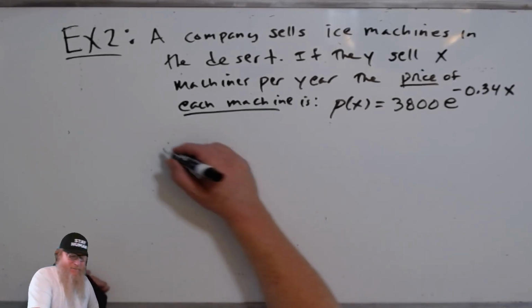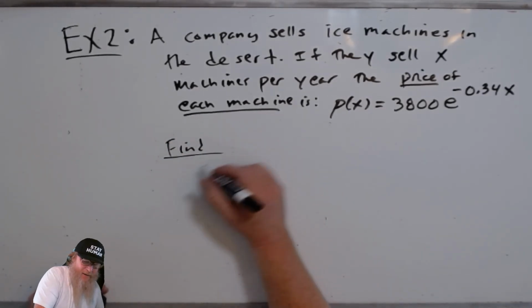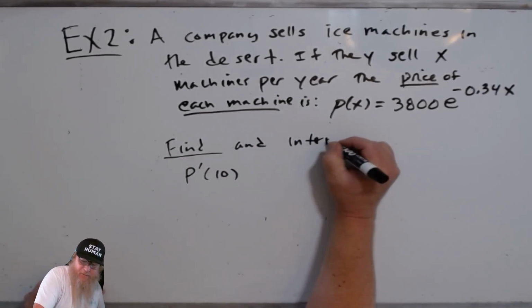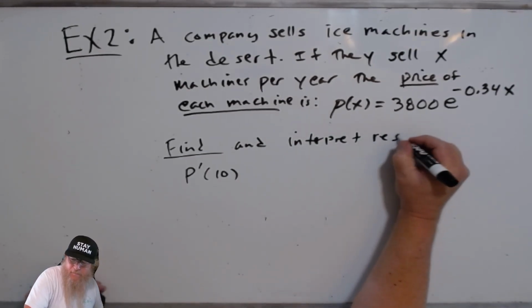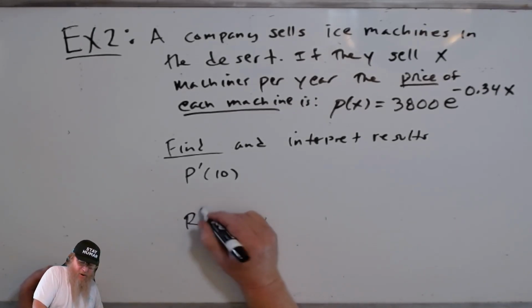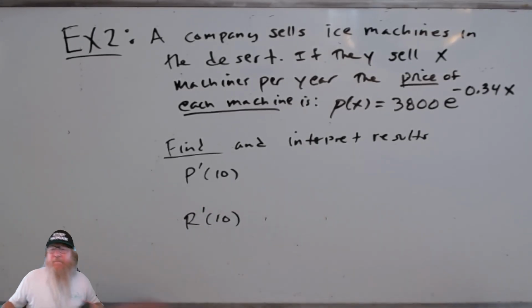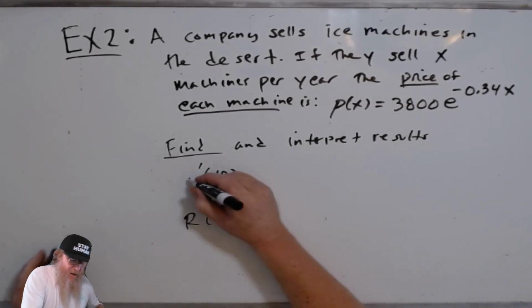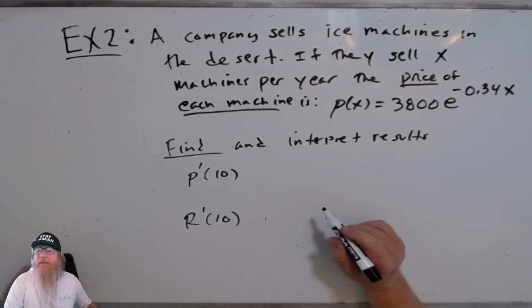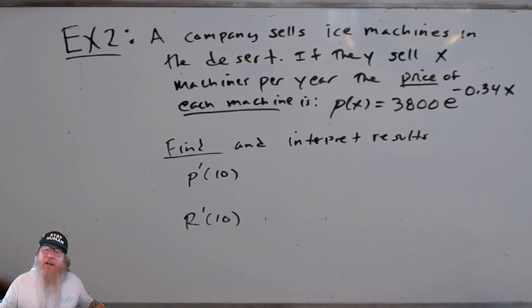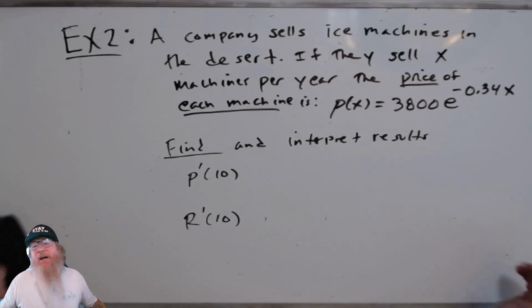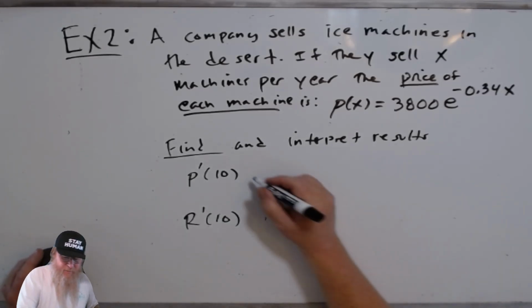All right. So find p prime of 10 and r prime of 10. This is a lowercase p. You got to be really careful with the p's. I wish there was another letter for price. I have seen other professors use different letters. I've just always used p and just had to be careful with what I do.